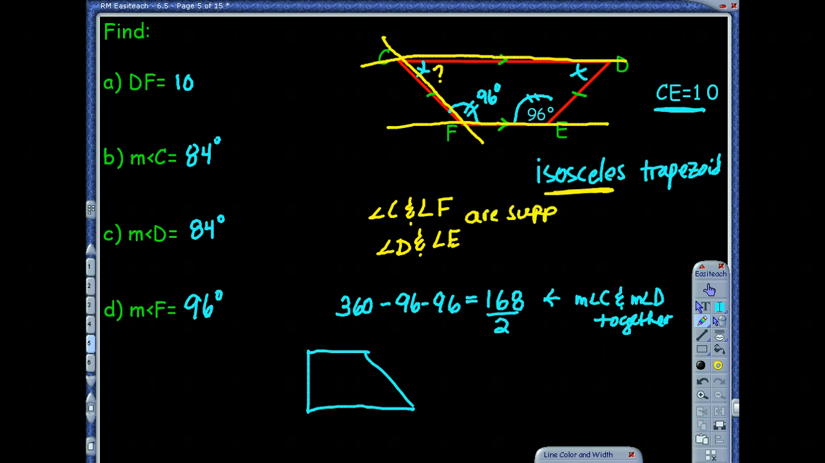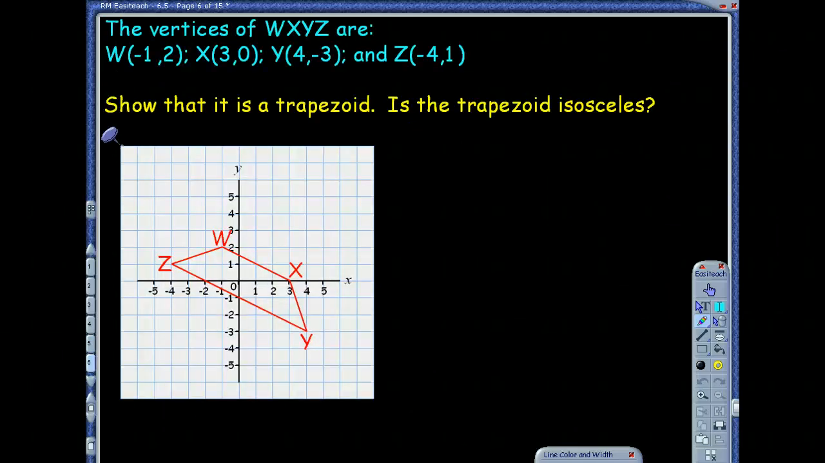Okay, so to find angle C, you could do 180 minus 96, which would still get you to 84. I know for a fact there's a question on your classwork that involves this. So we want to make sure that we're thinking not just about, okay, this is an isosceles trapezoid. What does trapezoid really mean? So keep that in the back of your mind. All right. Here we go.